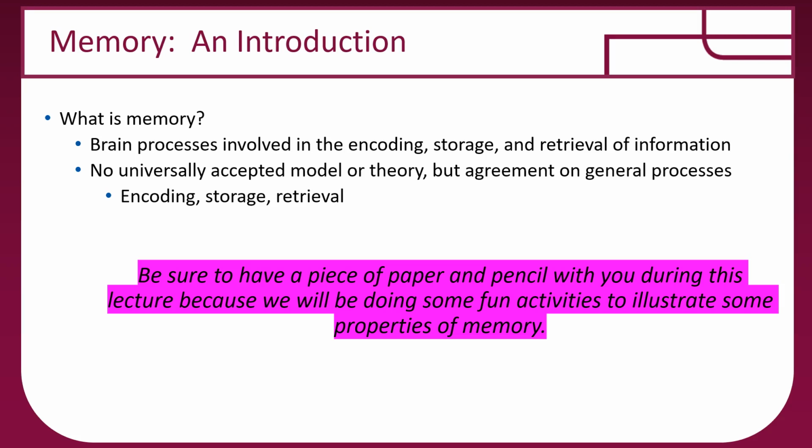People think about memory in different ways, but it somehow involves a brain process or a number of brain processes that have to encode information, store information, and then allow you to retrieve information. There's no universally accepted model or theory, but there's some general agreement on the processes that happen in the brain. There's a lot of research going on as to how memory actually works in the brain. And again, that general process of encoding, storage, and retrieval seems to be important.